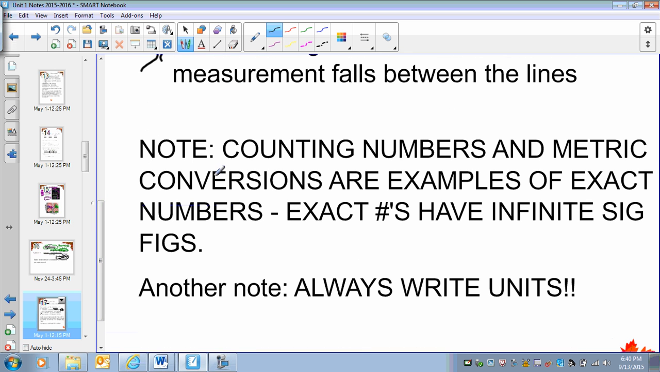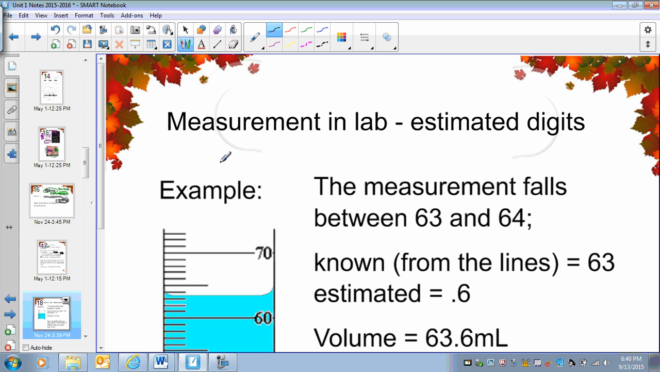Counting numbers and metric conversions are real examples of exact numbers. What is the mass, what is the volume, what is the temperature? They can have an infinite number of significant digits. But always keep in mind that units are important. Let's go ahead and learn how to count significant digits. Well, before that, let's see how to estimate digits.